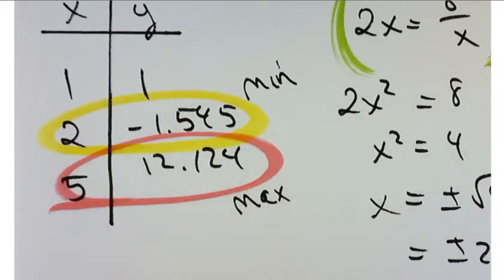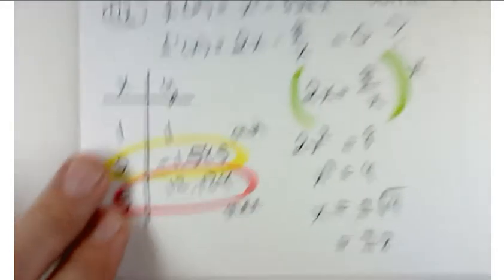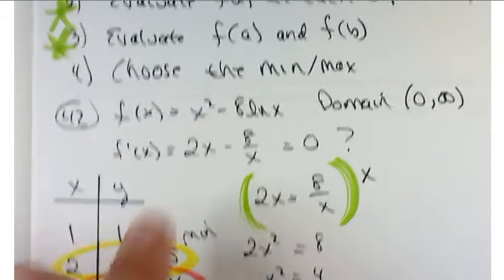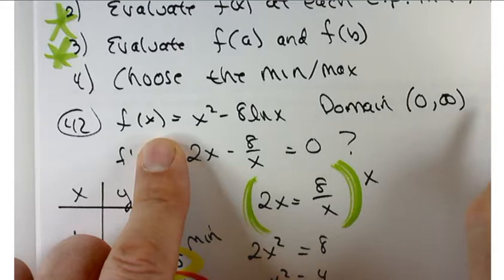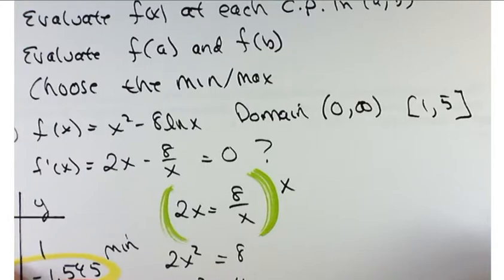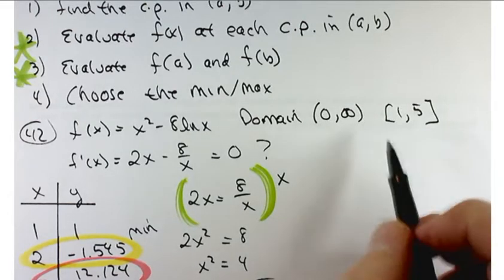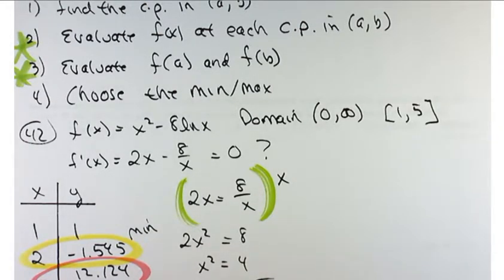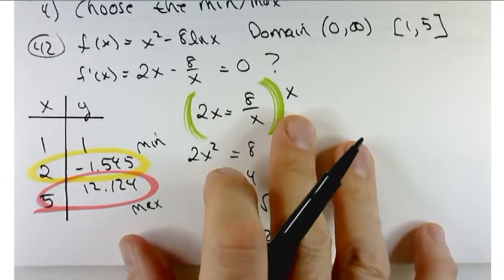How are we looking on problem 42 here? Yes? It's not a critical point. It's an endpoint. So the original problem asks us to find the maximum of this on the interval 1 to 5. So those are endpoints that are given for you. All right. Thank you. Appreciate that. Anything else on problem 42 here?